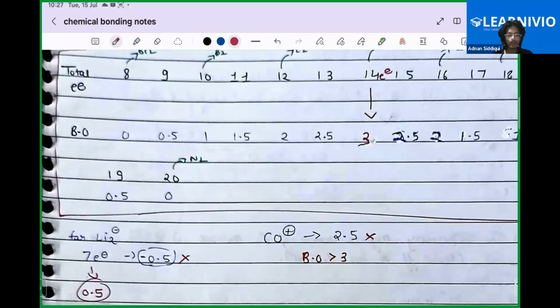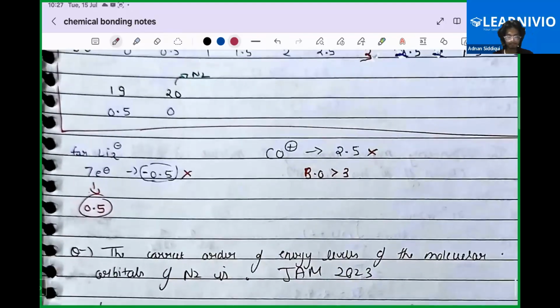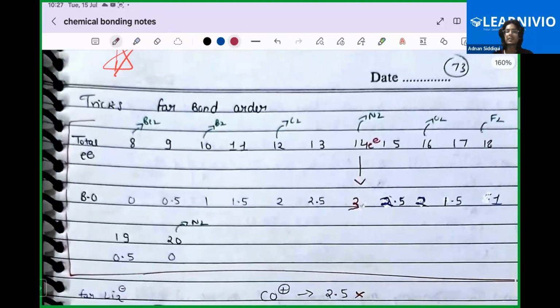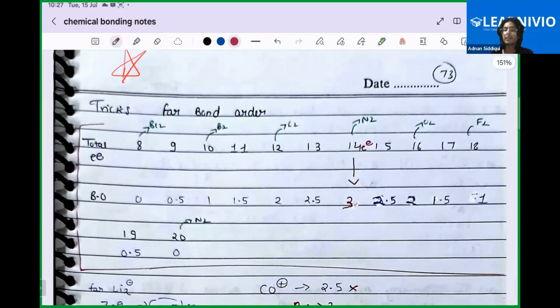So this is how you're going to do that. C2 doesn't exist, but you can hypothetically make a combination. You can hypothetically study what if we are combining a C2 molecule. With the help of molecular orbital theory, you are finding the answer why the C2 molecule does not exist.